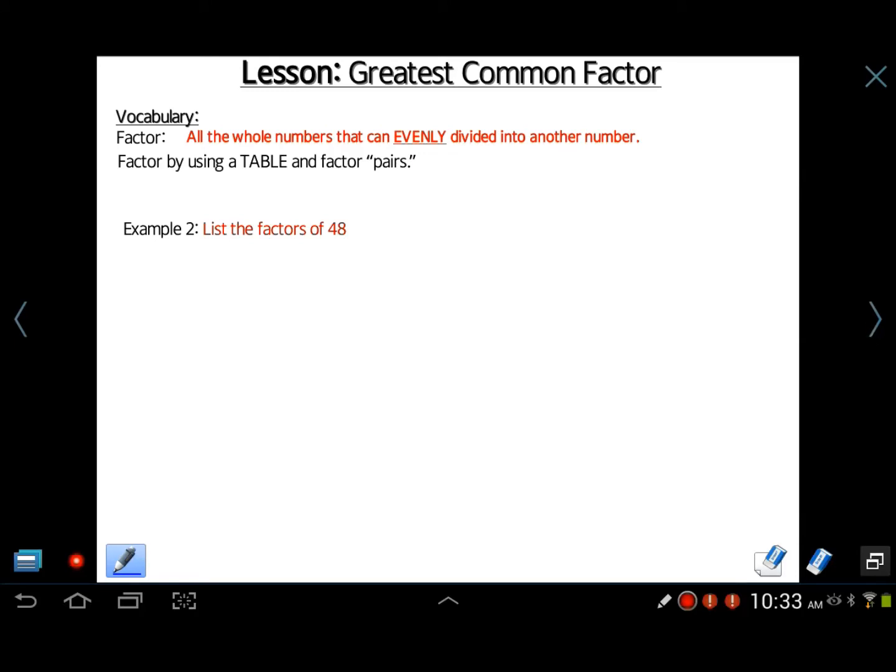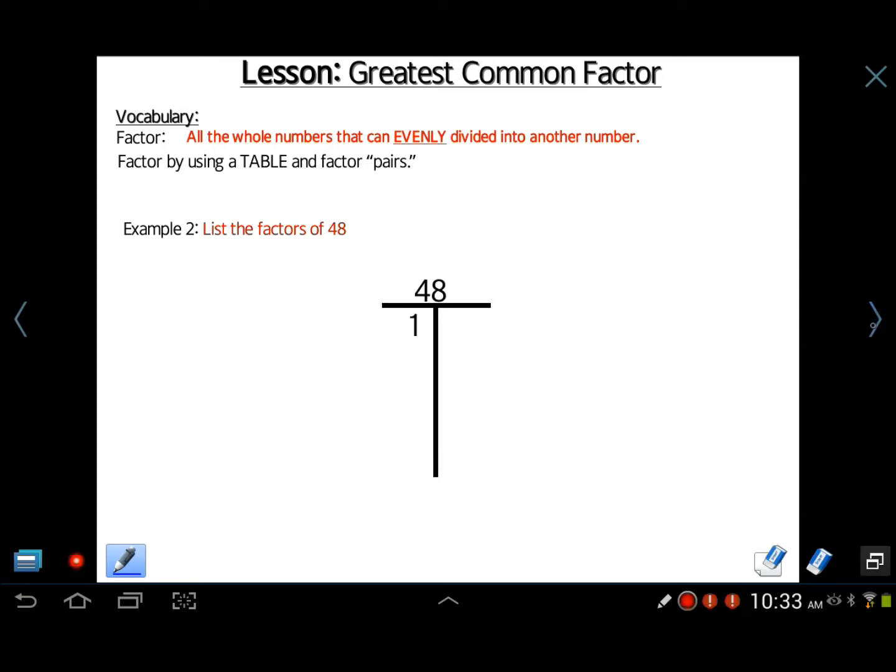Don't confuse listing factors with prime factorization. You might have done factor trees where you've done something like this and you get a number like 6 and 8 and you keep doing a factor tree. We're not doing that yet. We will eventually, but that's not what we're doing. All we're doing is purely listing the factors of 48. So I'm going to do a table again and just work on down the line.